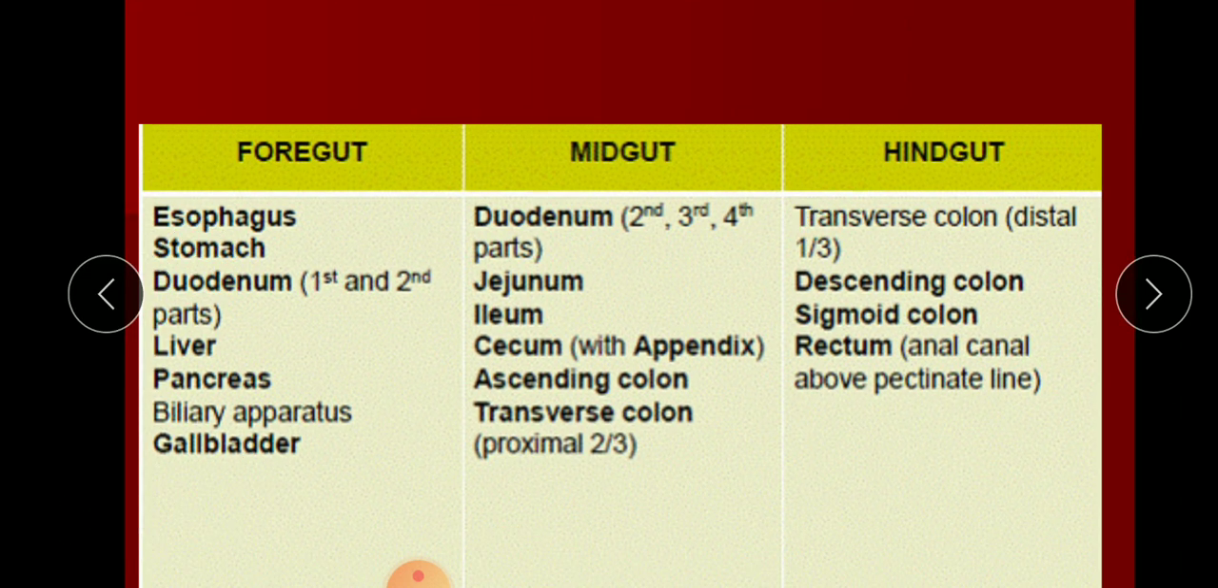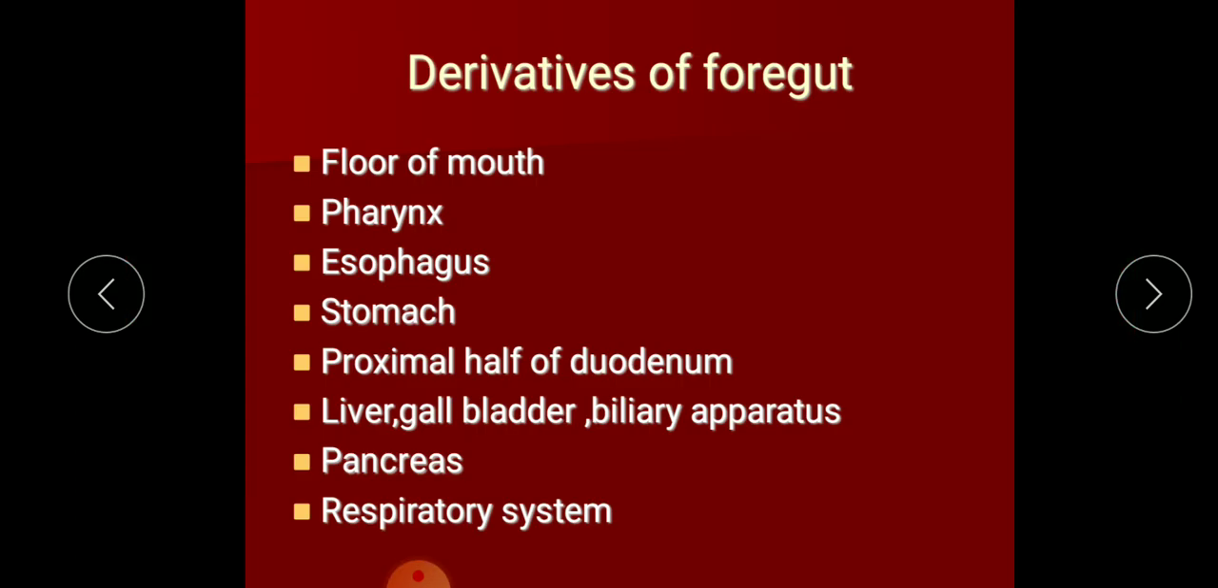So now we are proceeding towards the derivatives of foregut. So what are the derivatives of foregut? We have mentioned it: floor of mouth, pharynx, esophagus, stomach, proximal half of duodenum. To be more precise, it is till the opening of common bile duct. Then you have liver, gallbladder, pancreas, extrahepatic biliary apparatus and respiratory system.